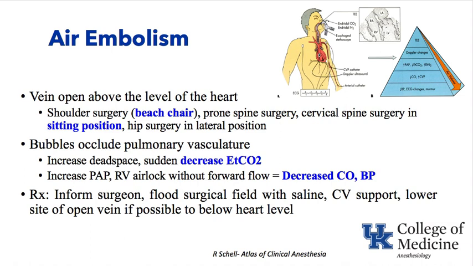When you have air that is entrained, the bubbles go to the right side and can occlude the pulmonary vasculature. A sudden decrease in end-tidal CO2 because of the increased dead space, blood coming back is blocked, but ventilation continues, therefore dead space. So the end-tidal CO2, which was 35, suddenly goes down to 15 or 18, for example. The right heart doesn't like it. Blood pressure can drop, cardiac output can drop. The right side can dilate because of it trying to eject against that blood that is blocked by the air, and the pulmonary artery pressure can actually rise.